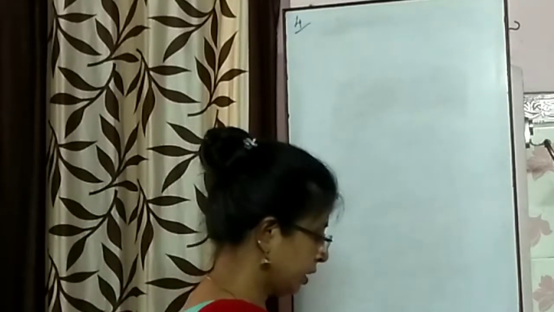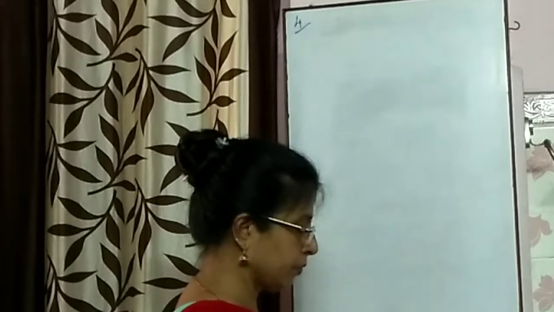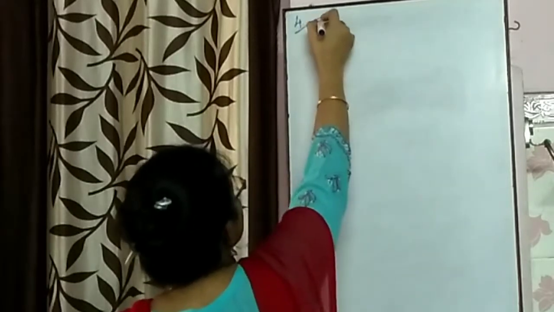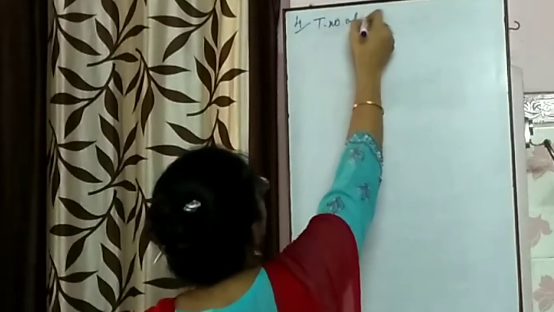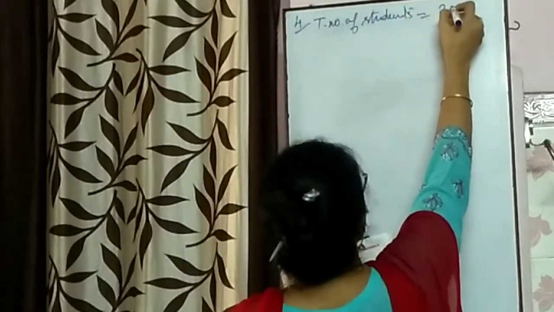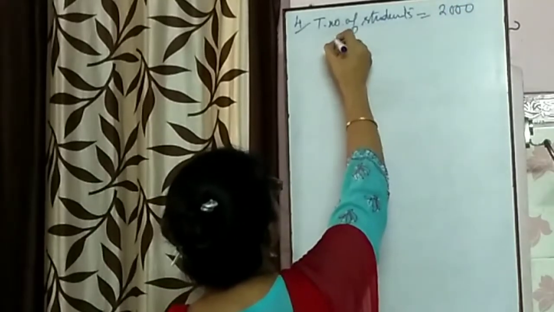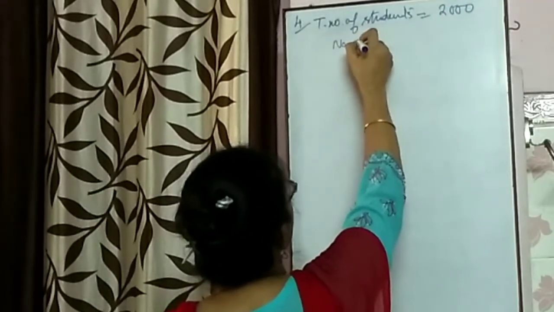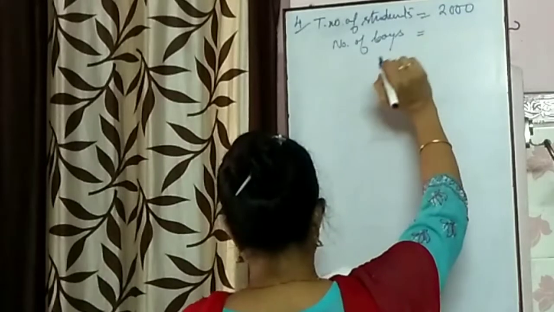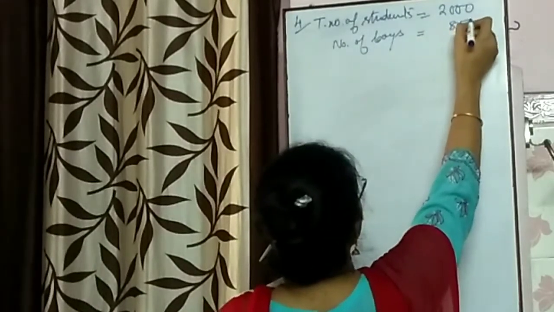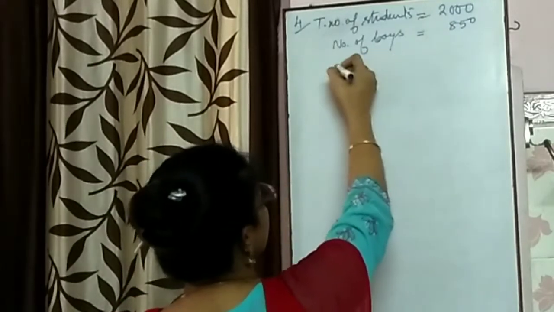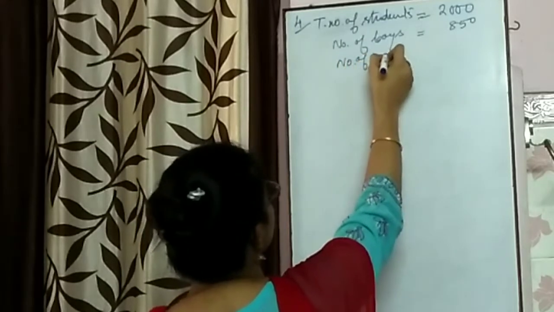Question number 4. There are 2000 students in a school. Out of them 850 are boys and the rest are girls. So total number of students is equal to 2000. Number of boys equals 850. Rest are girls. That means you need to find the rest, the girls, also. Number of girls.